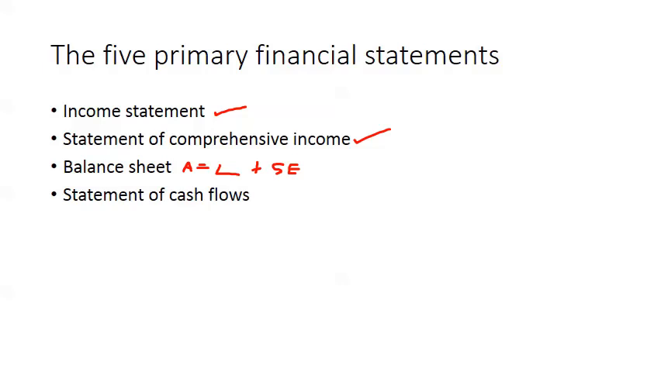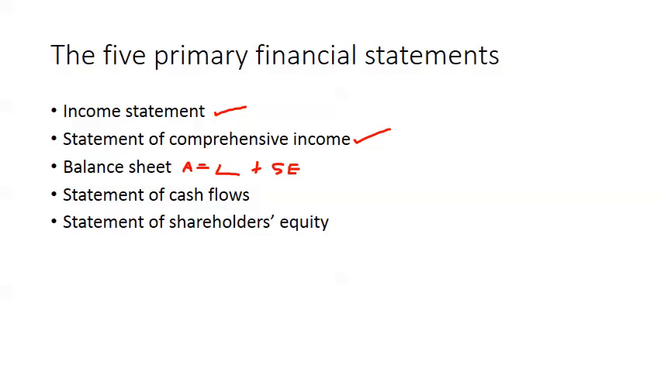Then we have the statement of cash flows, which shows our cash flowing in and out of the company. What are our sources and uses of cash? And there are 3 categories on there: operating activities, investing activities, and financing activities, all for the entire period.